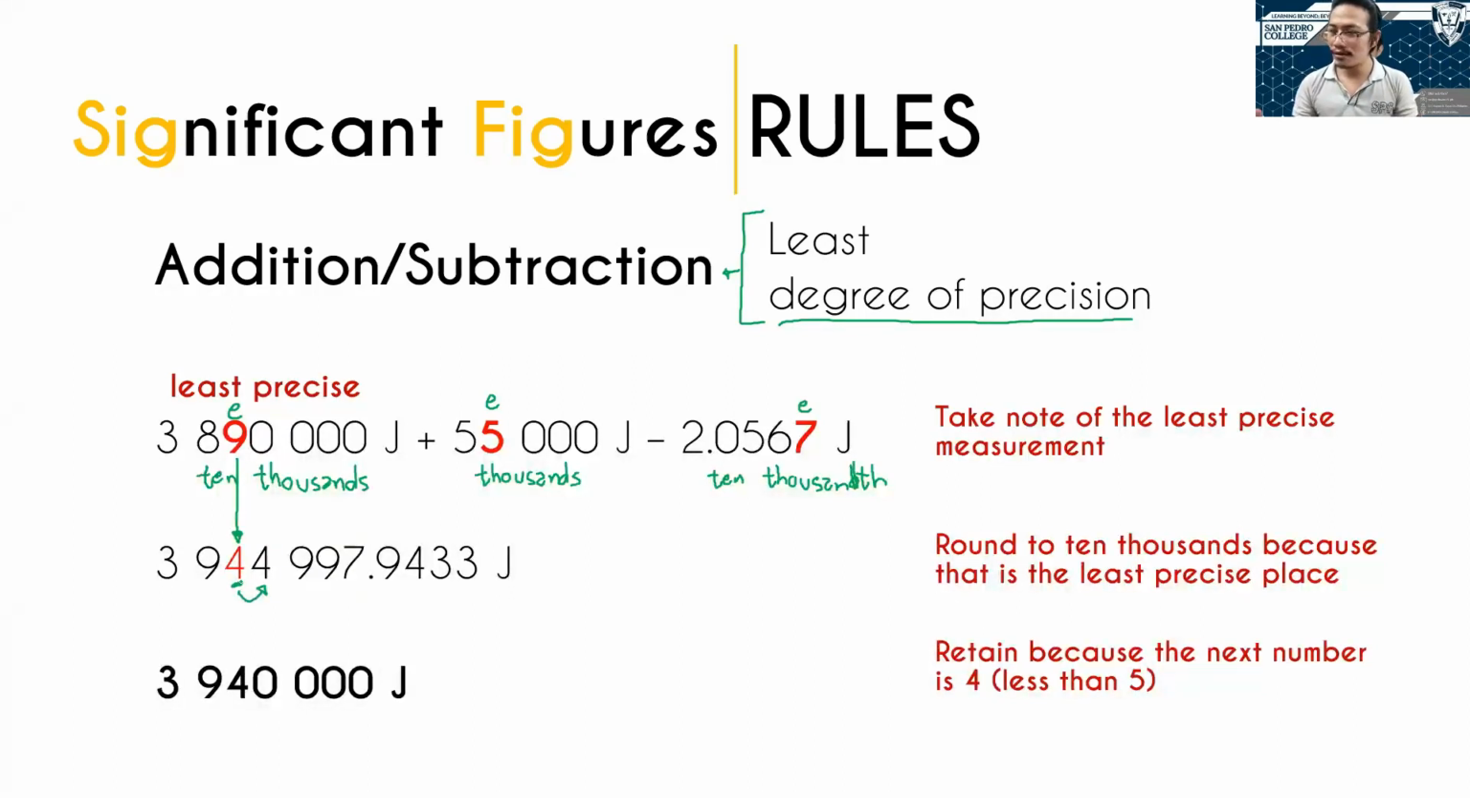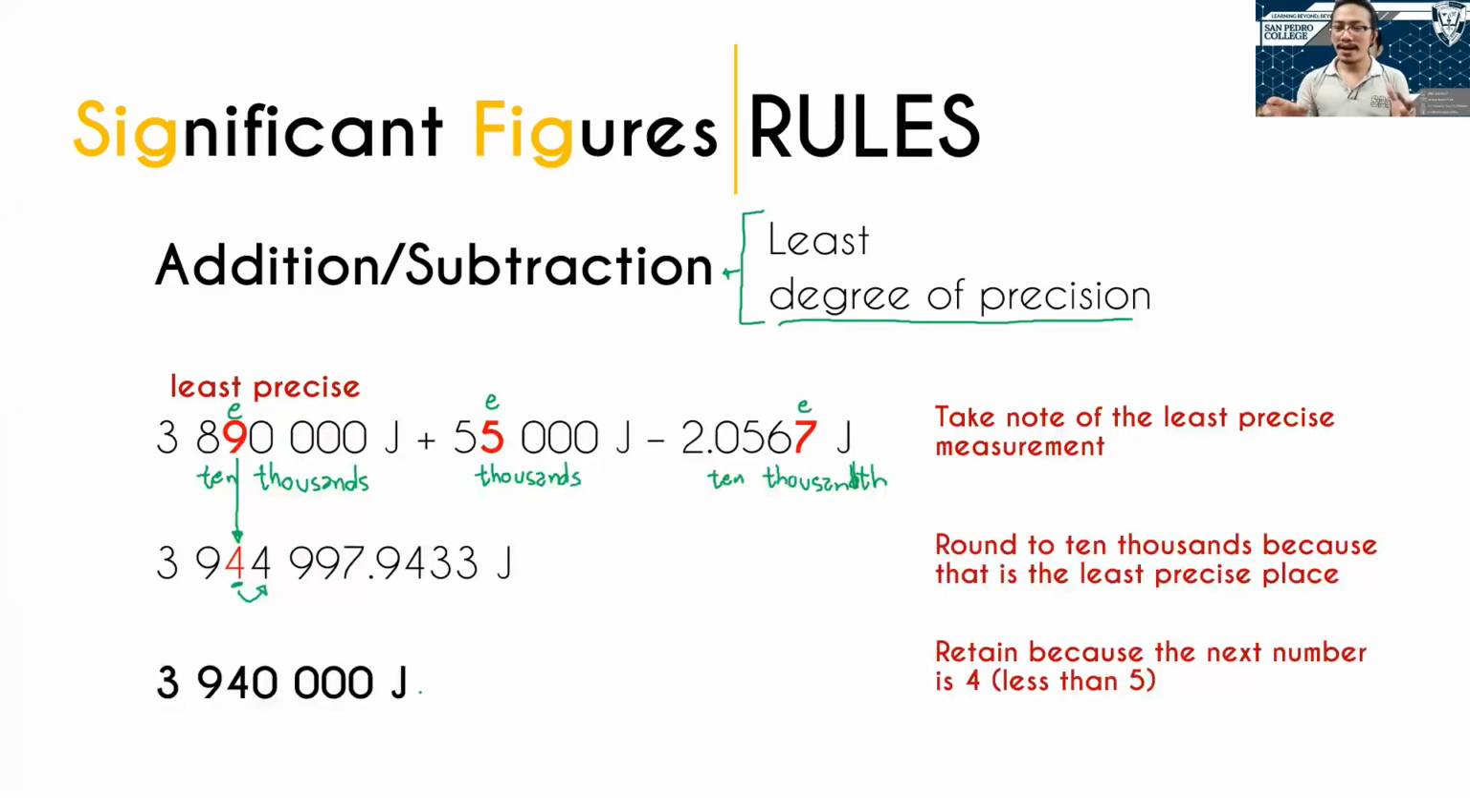That's 4. So follow the rounding rules. So that's 4. So retain. So 3,940,000 joules. Okay? I hope I am making sense.